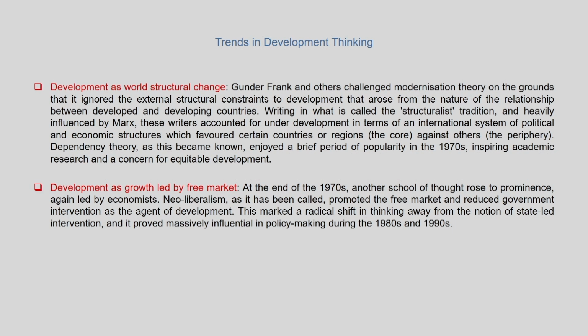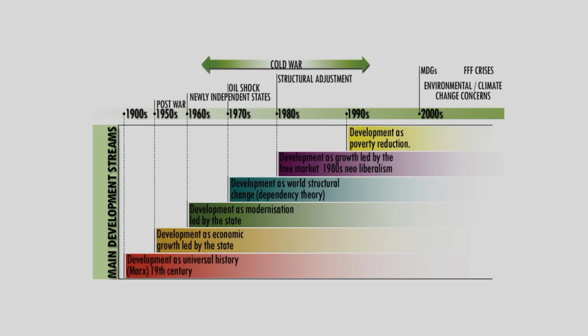The central point that I am trying to make by giving you a trend of development thinking is that this is the chronology in which certain ideas of development progressed over a period of time, starting from the 1940s to the 50s, 60s, 70s, 80s, and the 1990s. If you look at this picture, it will show you a brief timeline of the main development streams. As I've already mentioned, the 1900s saw a lot of influence from development as universal from Marx's writing.